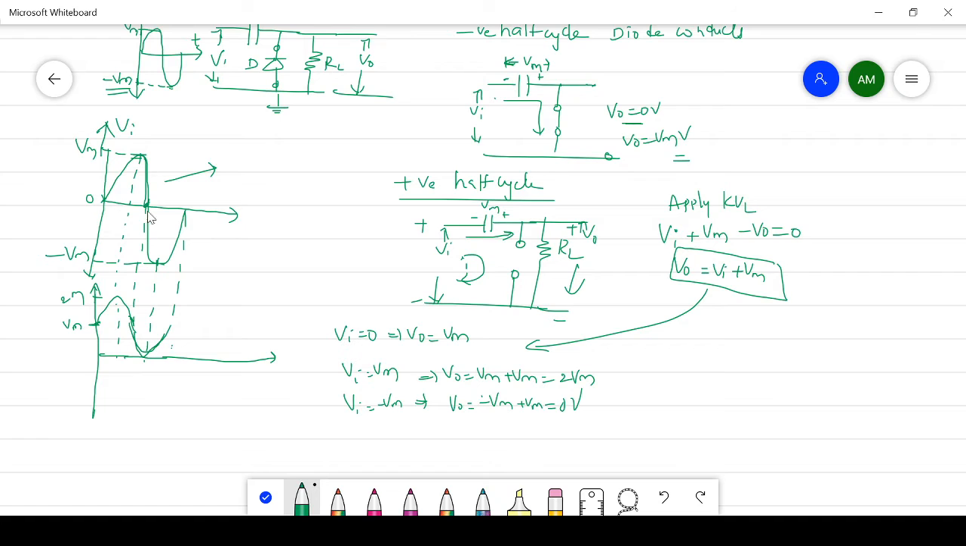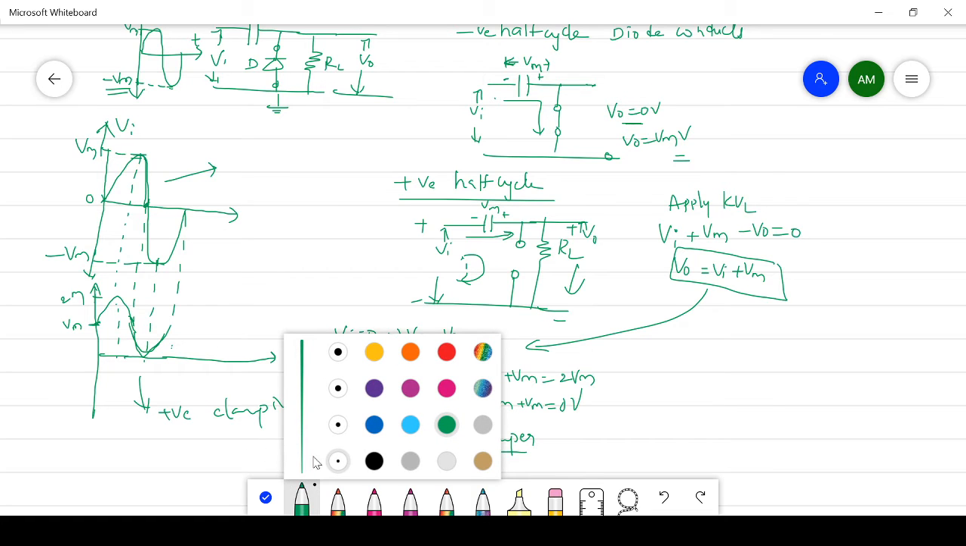This complete input signal moves upwards, so it is a positive clamping. It is also called a negative peak clamper. The negative peak is completely moved to the positive side, so it is called a negative peak clamper circuit. Is it clear? Now we discuss the negative clamper.